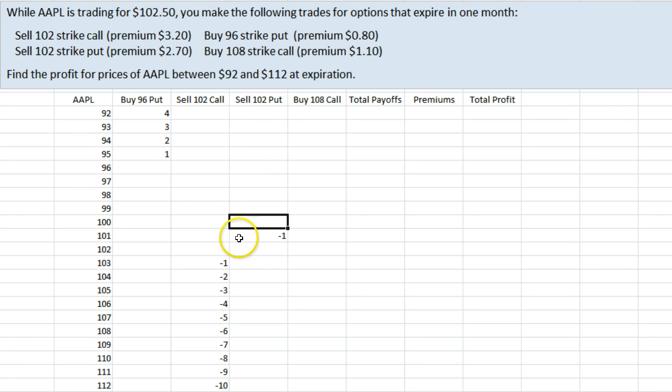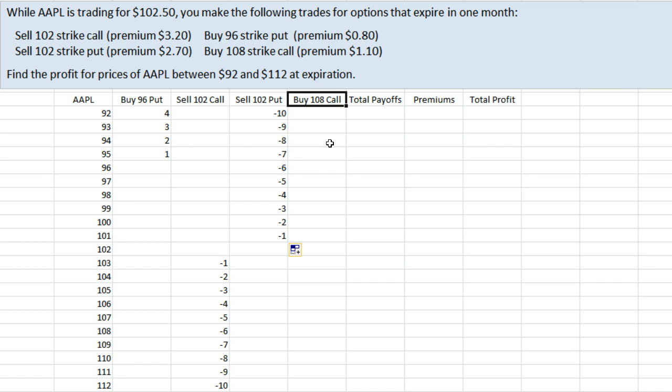At a stock price of 100, a 102 put has a payoff of 2, but since we've written the option, it's minus 2 to us. And I am going to drag this up. So for example, stock price is 92, a 102 put has a payoff of 10 that we must make because we wrote this option.